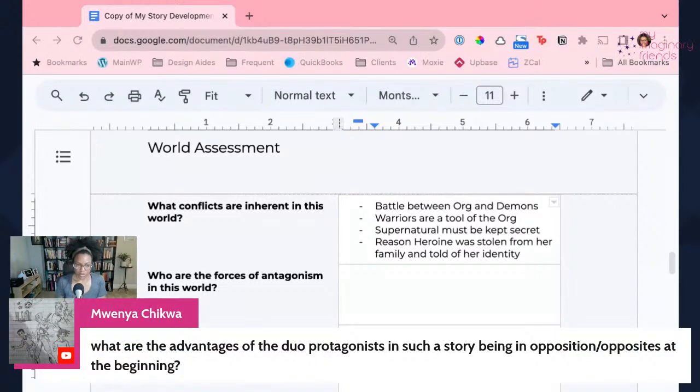So we have a question: what are the advantages of dual protagonists in a story and being opposites? If you have two protagonists and they're not in opposition in some way, then why? I would say the protagonists don't necessarily have to be opposite characters. Opposite is one way to go, but I feel like there should be a conflict there. There should be some kind of tension between these two characters. Otherwise, why are there two of them?